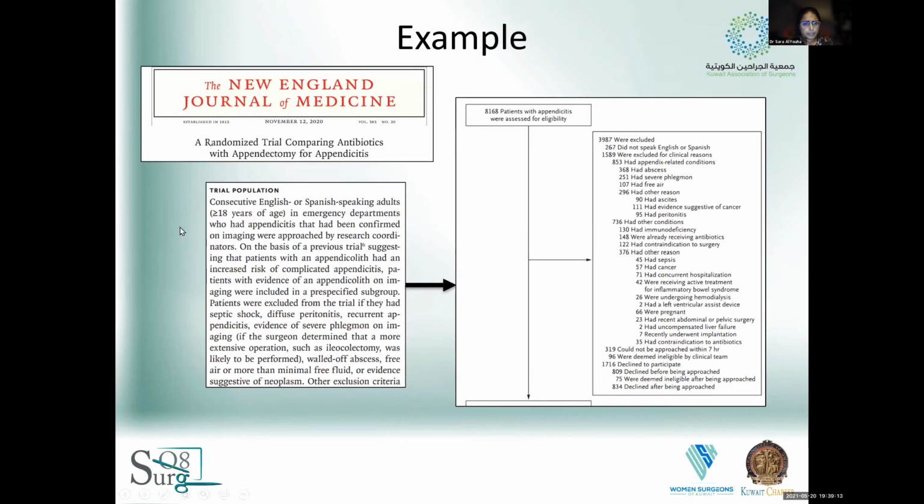So just to show you an example, in that paper we looked at in the New England Journal of Medicine, this is how they would list the inclusion and exclusion criteria. In this study, they looked at consecutive English or Spanish-speaking adults over the age of 18 in the emergency department with appendicitis, and they confirmed it by specific methods. And then you can see on the right-hand side in their flow diagram, out of 8,168 patients, they excluded a whole bunch for many reasons. And they just list them here.